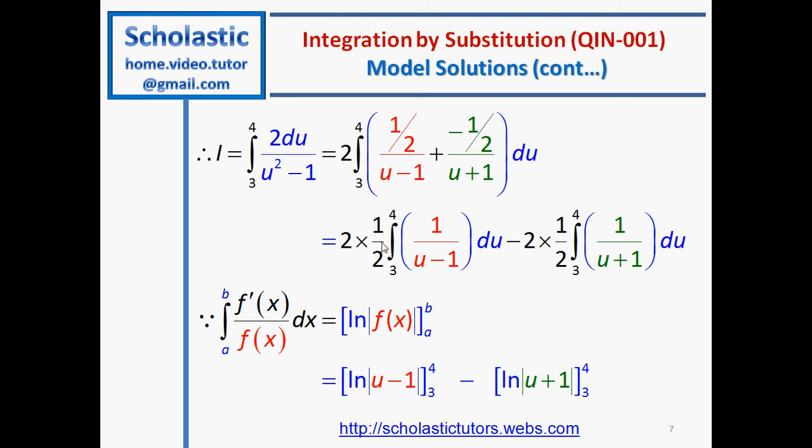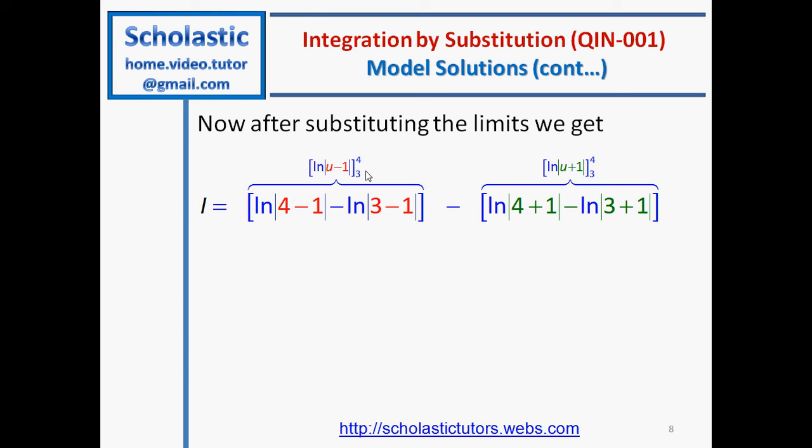The 2 times half is 1, so the integral from 3 to 4 will become ln of u minus 1 from 3 to 4, minus 2 times half is 1 again, and this one again, when you differentiate u plus 1 with respect to u, you get 1, which is the numerator here. Therefore you can apply this formula again, which is ln f x, where f x is u plus 1, with limits from 3 to 4.